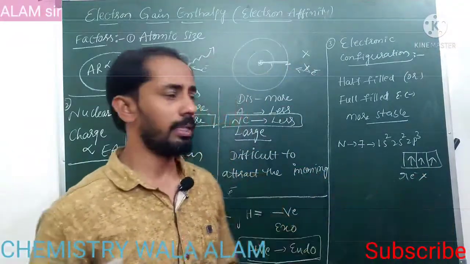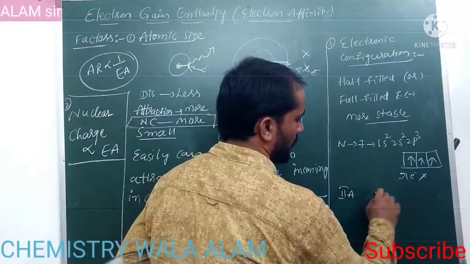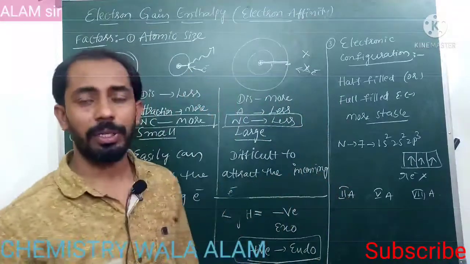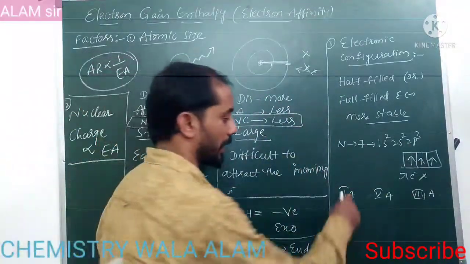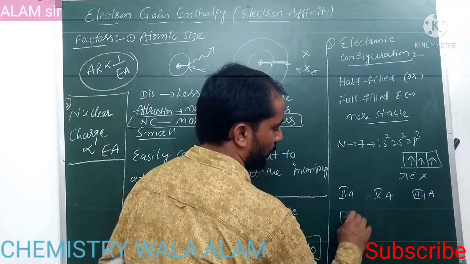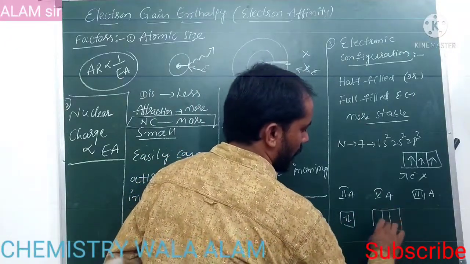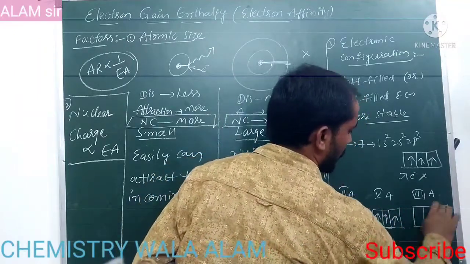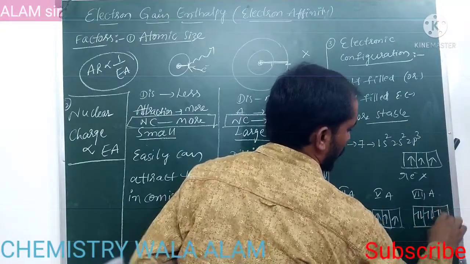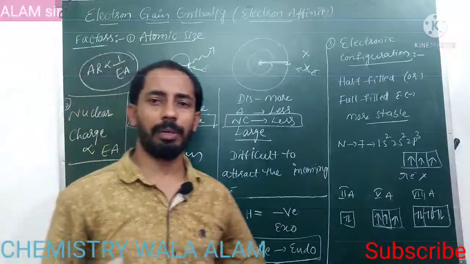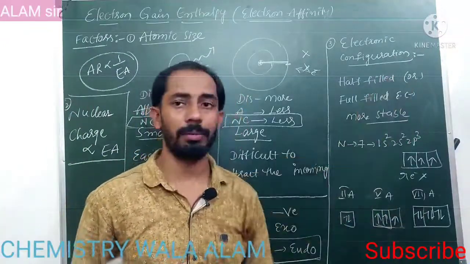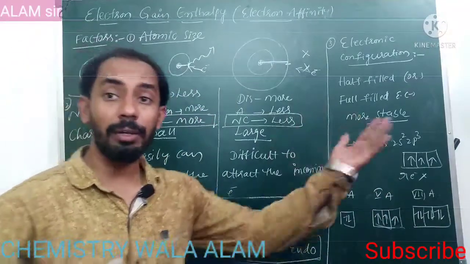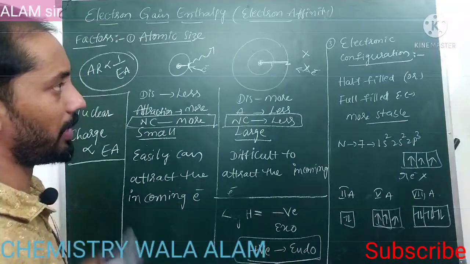That's why we can say that 2A group elements, 5A group elements and 8A group elements have zero or positive electron affinities. In the second group, the s orbitals are full; in 5A, the p orbitals are half filled; and 8A has fully filled p orbitals. Half-filled or fully filled orbitals are more stable. That's why those energies are positive values, meaning endothermic processes.